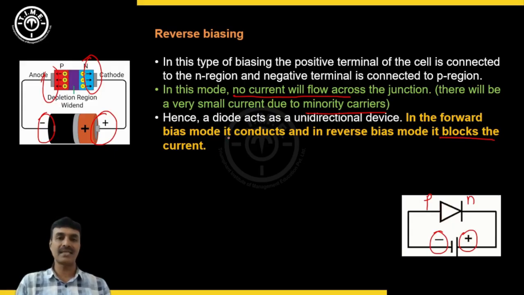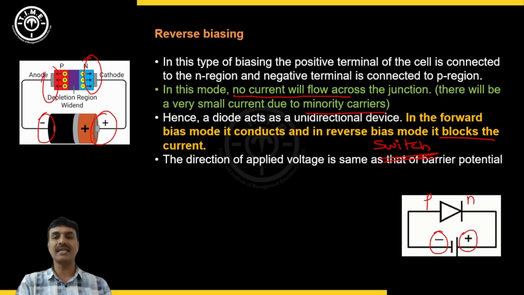Whose function is it? Whose feature is it? See, conducting in one mode and not conducting in another mode. That is simply a switch. A switch conducts in on mode and doesn't conduct in off mode. Isn't it? So a diode acts as a switch. It conducts in forward bias mode and does not conduct in reverse bias mode.